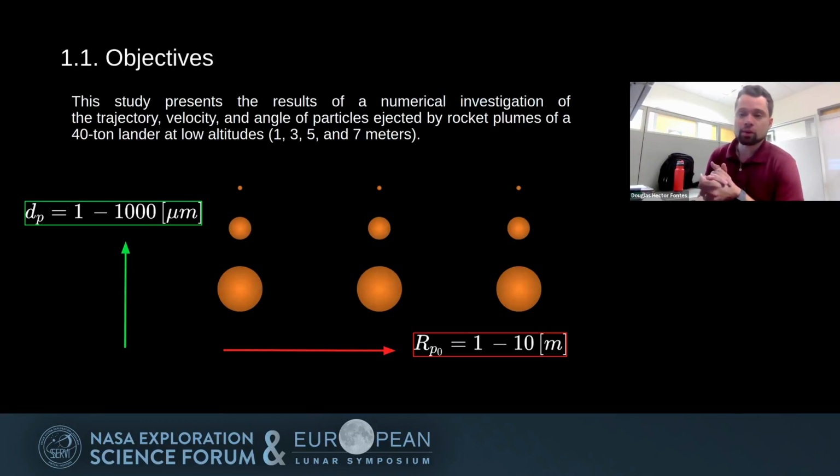The main goal of this study was to investigate numerically particle trajectories under the influence of a 40-ton lander at different altitudes. The particle diameters ranged from 1 micrometer to 1 centimeter. And the initial radial position of a particle ranged from 1 to 10 meters from the center line of the rocket jet.